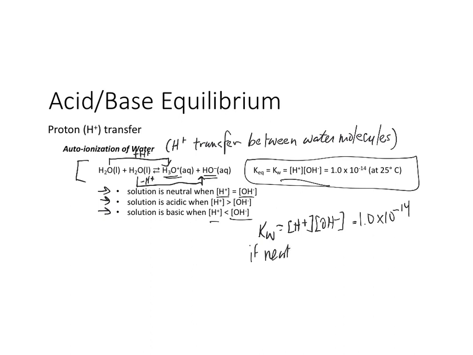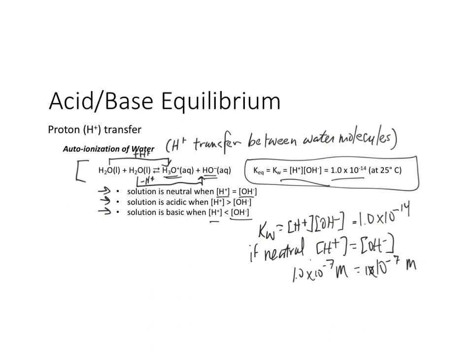If it's neutral, then H plus is equal to OH minus, and each one of those is going to be 1 times 10 to the minus 7th molar. Ten to the minus 7th times 10 to the minus 7th is 10 to the minus 14th. And that's a neutral solution.